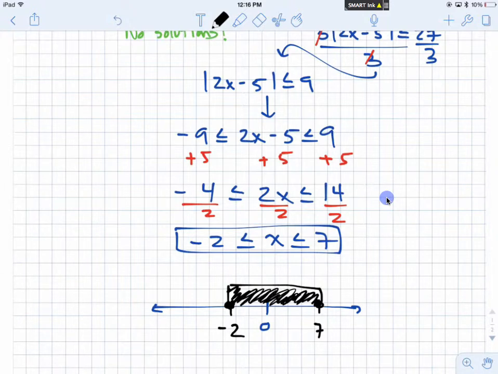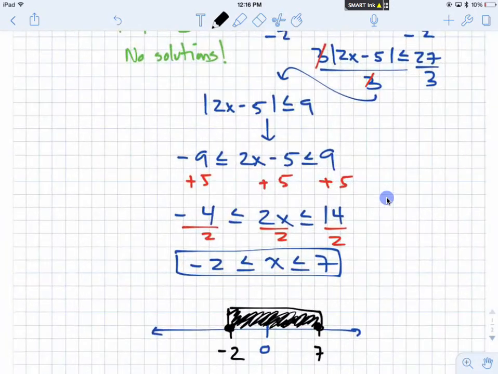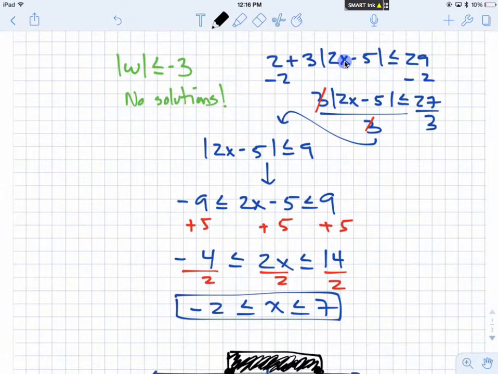It's always a good idea to graph it on a number line as well for our reader. If you want to check your answer to make sure that these are solutions to our original inequality up here, you can pick any number between negative 2 and 7 and see if it works. Maybe 0. 0 is my favorite number to try. Let's see, if x were 0, this thing would be 2 times 0 minus 5, which is negative 5. The absolute value of negative 5 is 5. 3 times 5 is 15. 2 plus 15 is 17, which is definitely less than or equal to 29.